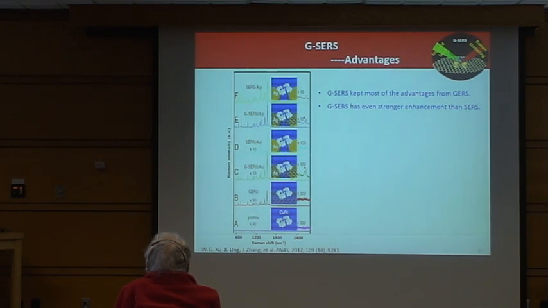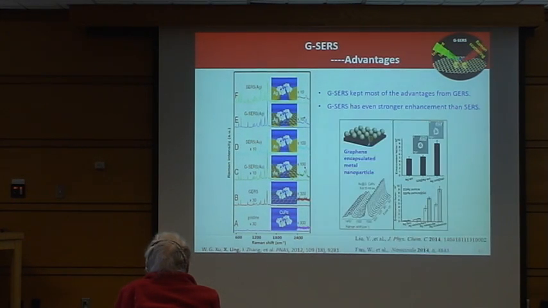So the conclusion, I won't go into the details because of the time, is that GERS can keep most of the advantages from SERS and GERS, but it has even stronger enhancement than SERS. In some other works, they also construct other structures like metal nanoparticles with graphene, and they found it has more advantages than the system without graphene.